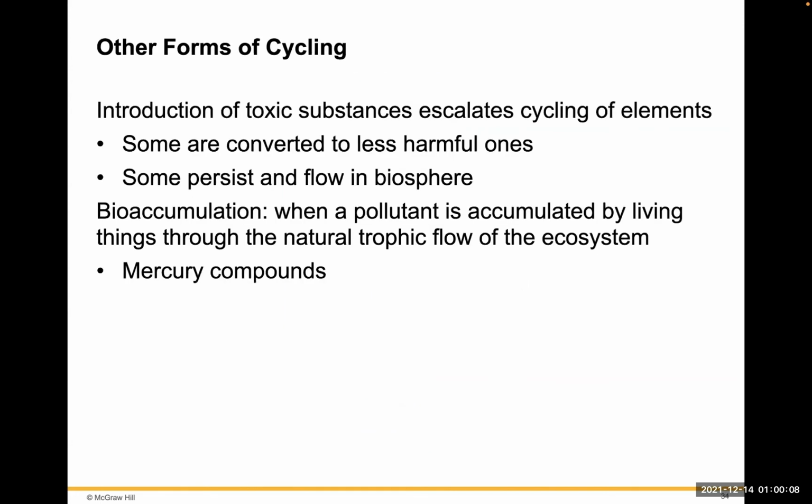Other types of cycling: introduction of toxic substances escalates cycling of elements. Some are converted to less harmful ones. Some persist and flow into the biosphere. Bioaccumulation is when a pollutant is accumulated by living things through natural trophic flow of the ecosystem, like mercury compounds. It's a natural flow of mercury coming, and it's toxic to our bodies.